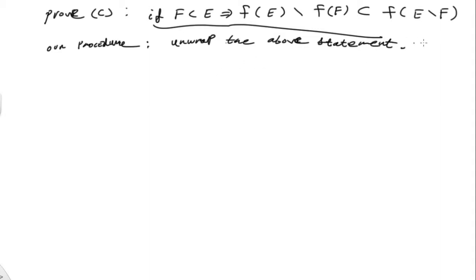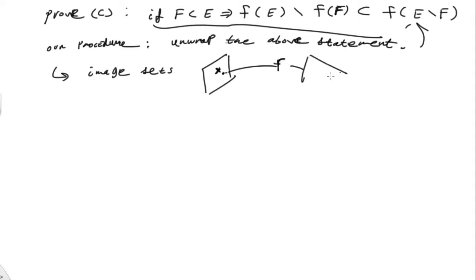So we want to unwrap the above statement here. We want to somehow turn this into something more concrete that we can use. First of all, we're talking about image sets. If I draw my little schematic, we have some X over here, some object in my domain, and I map it over via F. It goes here to Y, and that's the output. All of these above are concerning objects Y in the range.